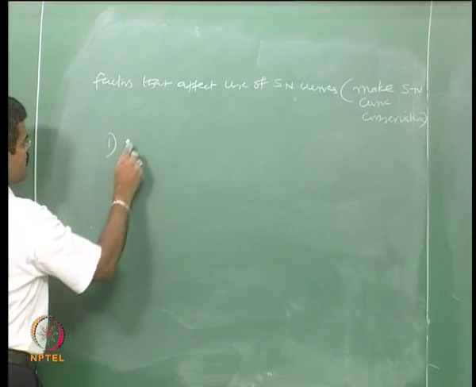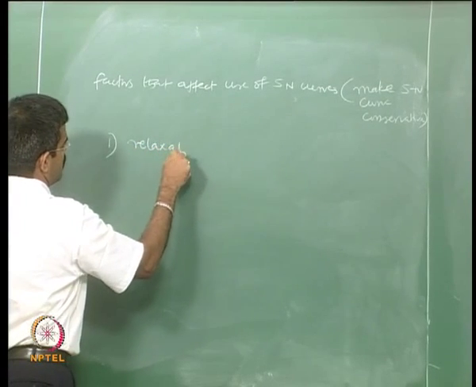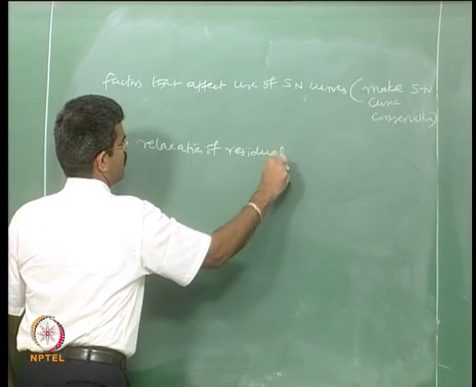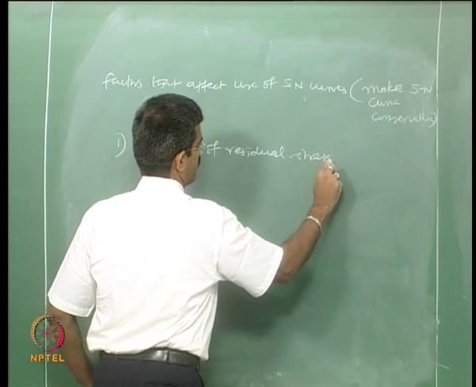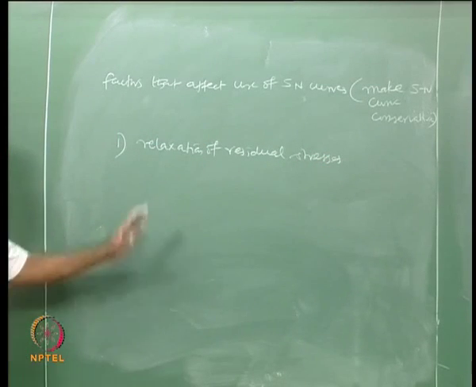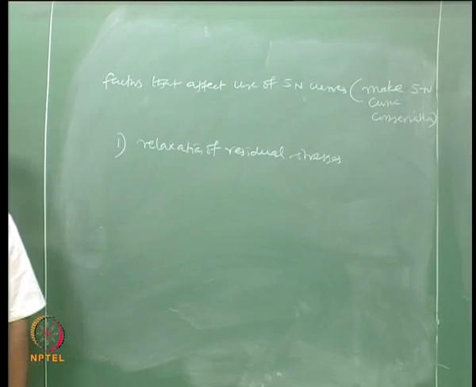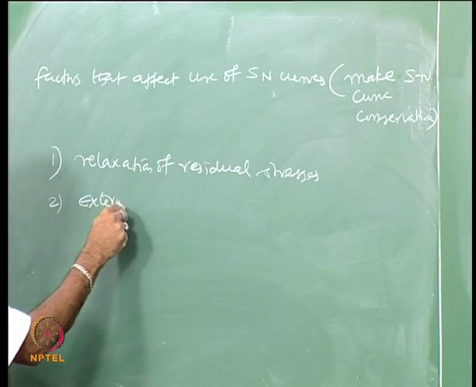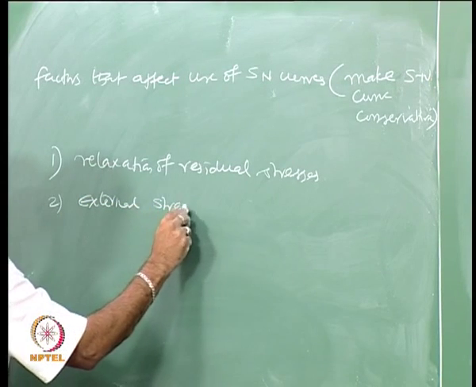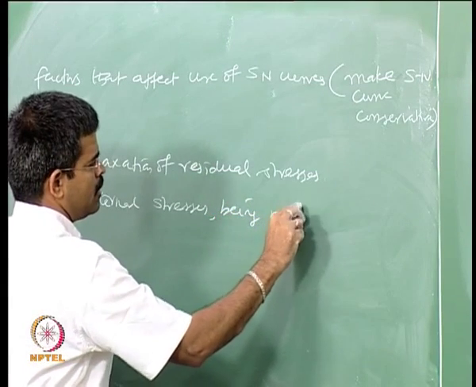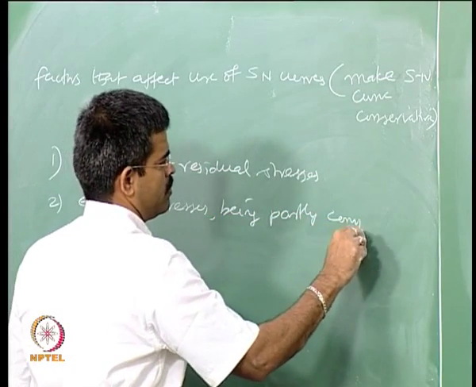The foremost factor is relaxation of residual stresses. That is the first factor which makes the SN curve plotted as conservative plots. The second one is external stresses being partly compressive.